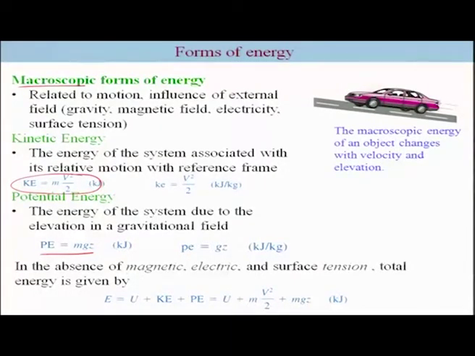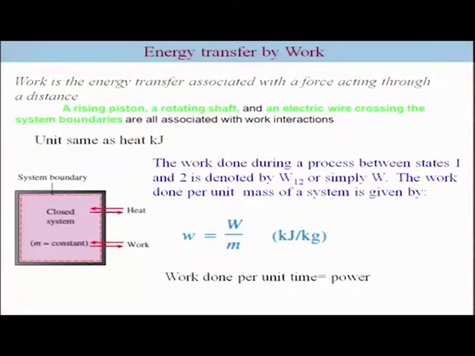In the absence of magnetic, electrical and surface tension effects, the total energy consists of internal energy plus the macroscopic energies, kinetic energy and potential energy. So, this is the total energy of the system in the absence of magnetic, electrical and surface tension terms. Now, consider a closed system. Since it is a closed system, mass does not get exchanged with the surrounding, but you can exchange energy with the surrounding, which can be in the form of heat or work.